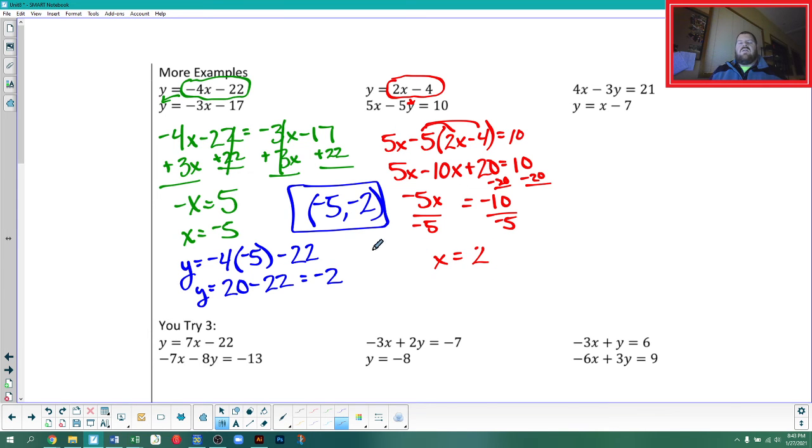So with x equal to 2, I'm going to pick my first equation that says that y equals stuff. 2 times 2 minus 4. 2 times 2 is 4. 4 minus 4 is 0. So y is equal to 0. I get the point 2, 0. That's where those two lines cross.